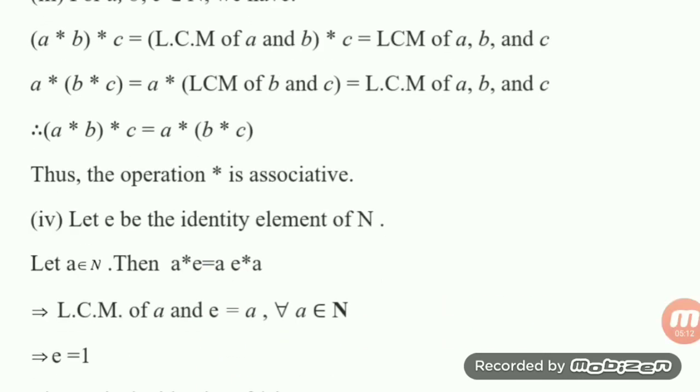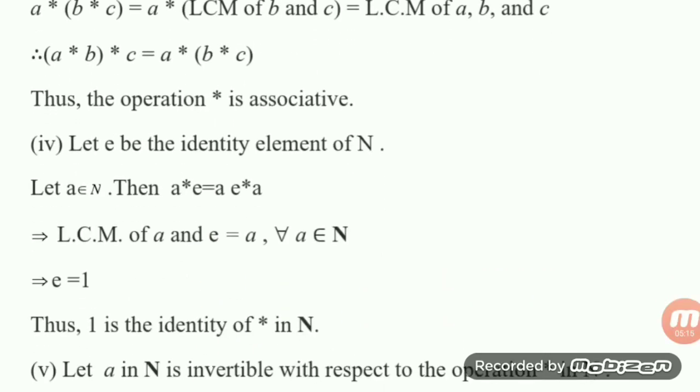Now we see under what condition the LCM of two different numbers is equal to the number itself. You can take any natural number. Suppose you take 2 and 1. The LCM of 2 and 1 will be 2. 2 and 3, what is the LCM? It's 6. 3 and 1, LCM is 3. 4 and 1, LCM is 4. So when you take the LCM of any number with 1, then only the number remains as it is.